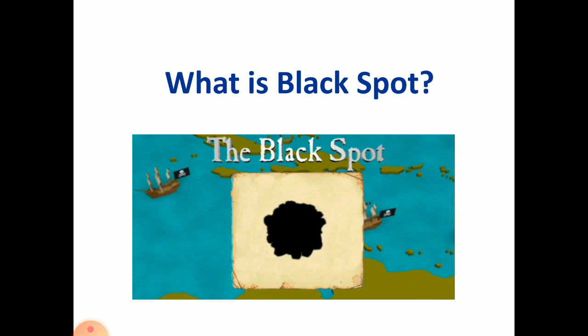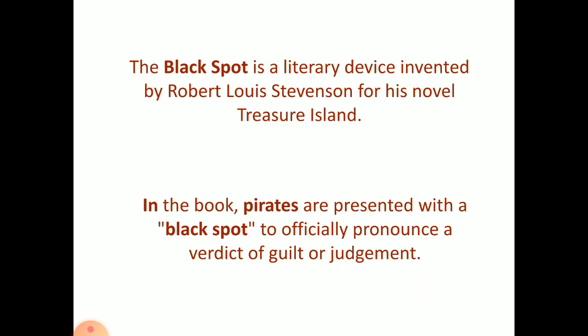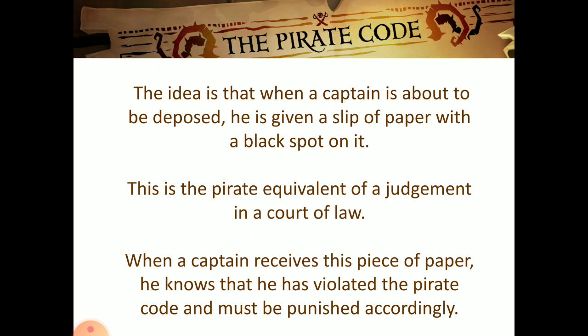The black spot. Now, what is the black spot? The black spot is a literary device invented by Robert Louis Stevenson for his novel Treasure Island. In the book, pirates are presented with a black spot to officially pronounce a verdict of guilt or judgment. You can say it's a pirate code.